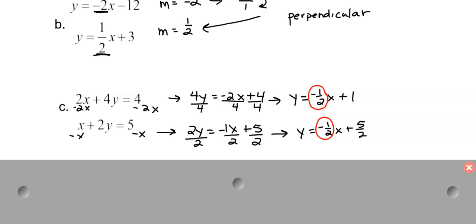Next thing we need to do is just check the y-intercept. So in our first equation, the y-intercept is 1. Second equation, the y-intercept is at 5/2 or 2.5. So since they're not the same y-intercept, they're not the exact same lines, they're not coinciding, but they are still parallel.